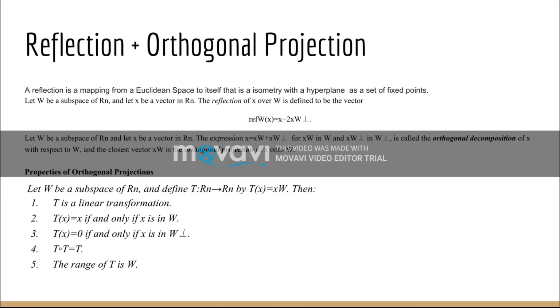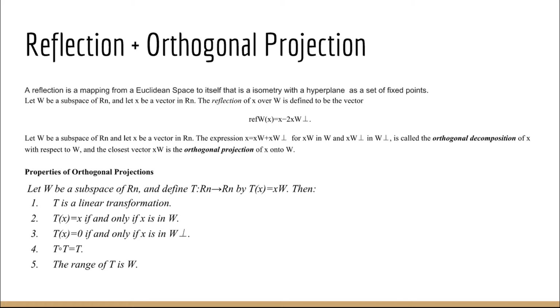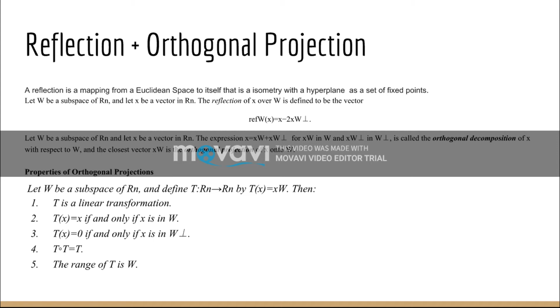A reflection is a mapping from the Euclidean space to itself that is an isometry with the hyperplane as a set of fixed points. Let W be a subspace of Rn and let X be a vector in Rn. The reflection of X over W is defined to be the following vector.